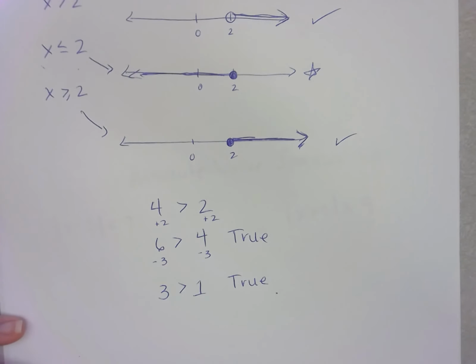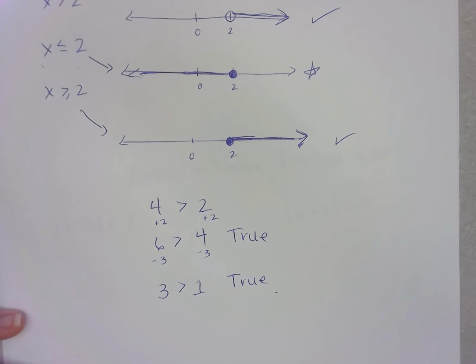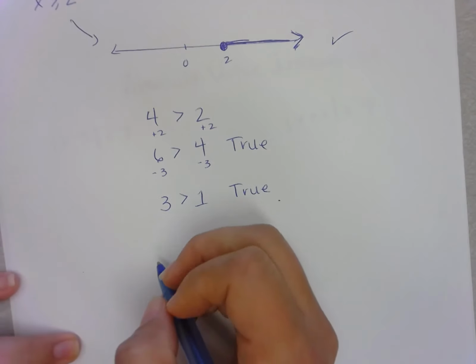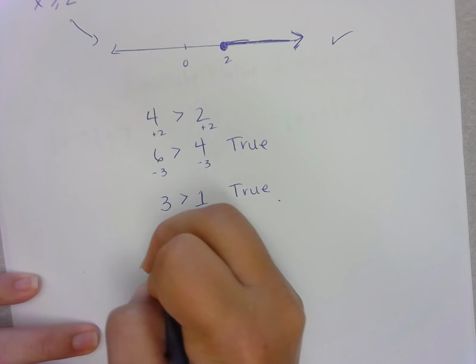So I'm just trying to illustrate that I can add and subtract whatever I want from both sides, and this inequality will hold. Right? If I have a number that's bigger than another number, then as long as I'm adding or subtracting the same number from both sides, that inequality is going to hold true. Right? The same kind of goes with multiplication as long as I'm in the positive.